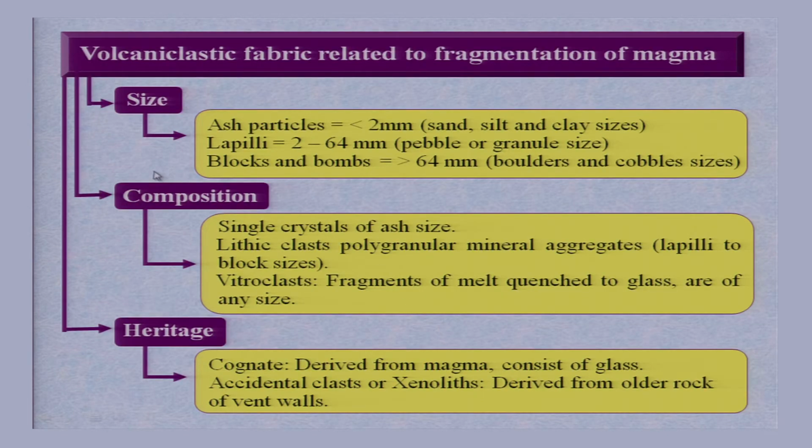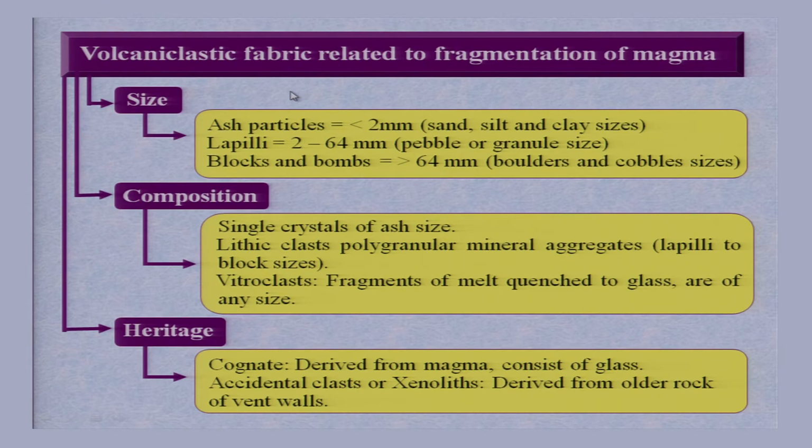I am now discussing volcanoclastic fabric related to fragmentation of the magma. When magma erupts in the form of a volcano, there is a sudden blasting of the entire rock material. As a result, fragments of various sizes are formed. So, depending upon their size, their composition and their heritage, these are the three important bases of classification of volcanoclastic fabric.